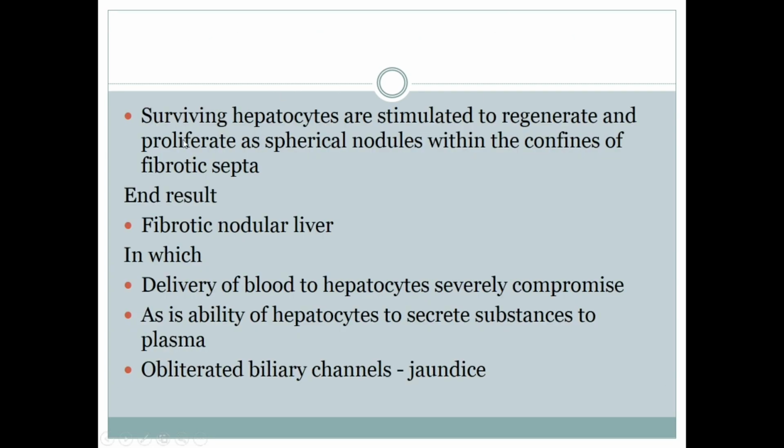So like I've already said, surviving hepatocytes are stimulated to regenerate and proliferate as spherical nodules within the confines of fibrotic septa. So the end result is you have a fibrotic nodular liver in which delivery of blood to hepatocytes gets severely compromised, as is the ability of hepatocytes to secrete substances to the plasma, and the biliary channels or the bile canaliculi are all obliterated, leading to jaundice.